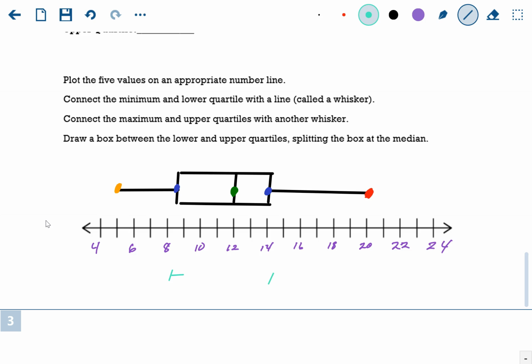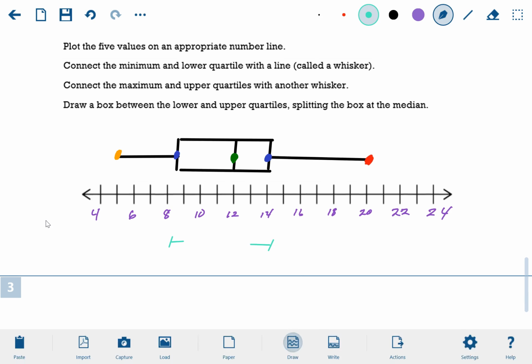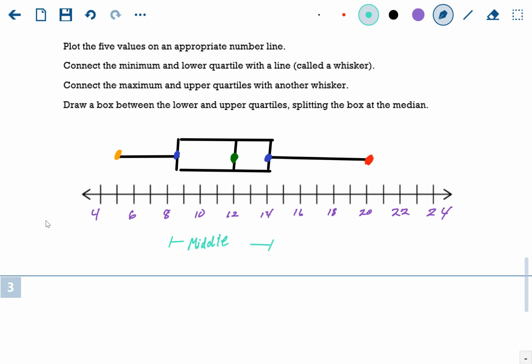All right. Remember that box is the middle 50%. That's your interquartile range, your IQR. And then each piece, each whisker, each half of the box is 25% of the data.